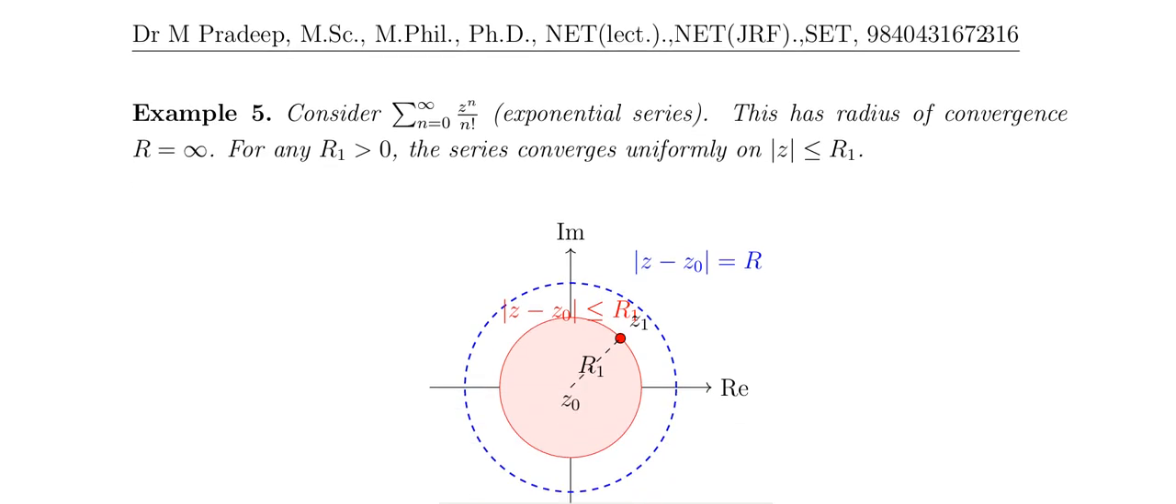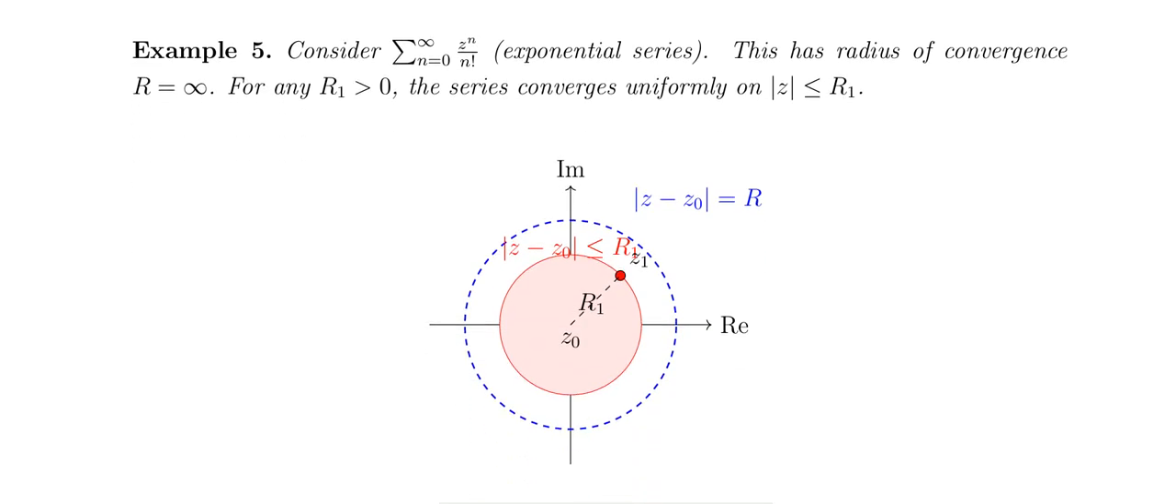Consider summation n equal to 0 to infinity z power n divided by n factorial, that is the exponential series. Z power 0 by 0 factorial, that is 1, plus z by 1 factorial, plus z square by 2 factorial, like that. This has the radius of convergence r equal to infinity. So for any r1 greater than 0, the series converges uniformly for mod z less than or equal to r1.